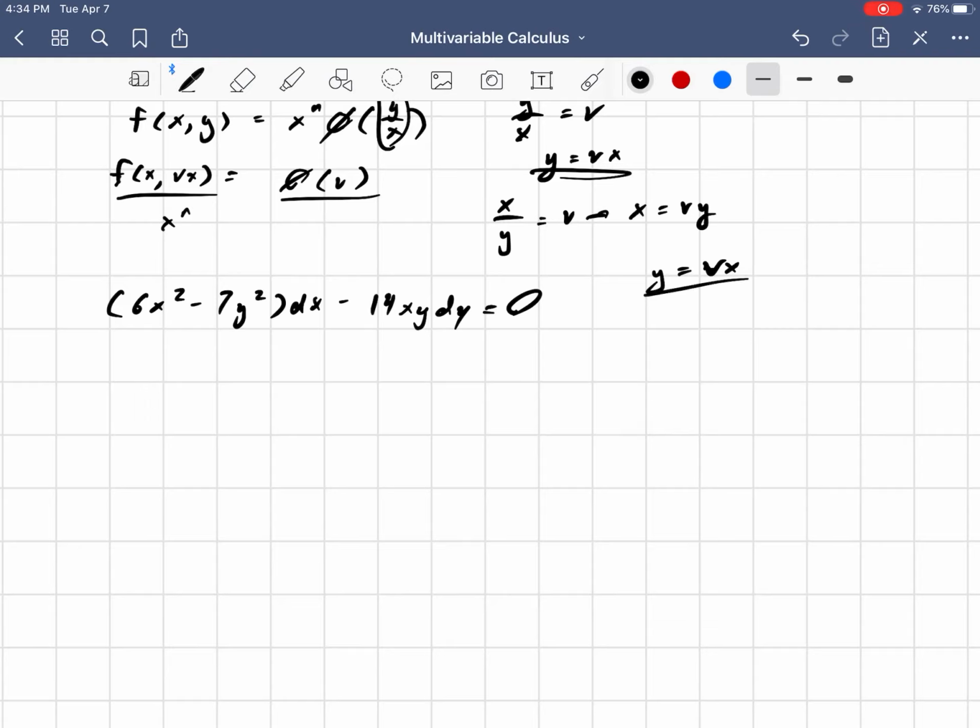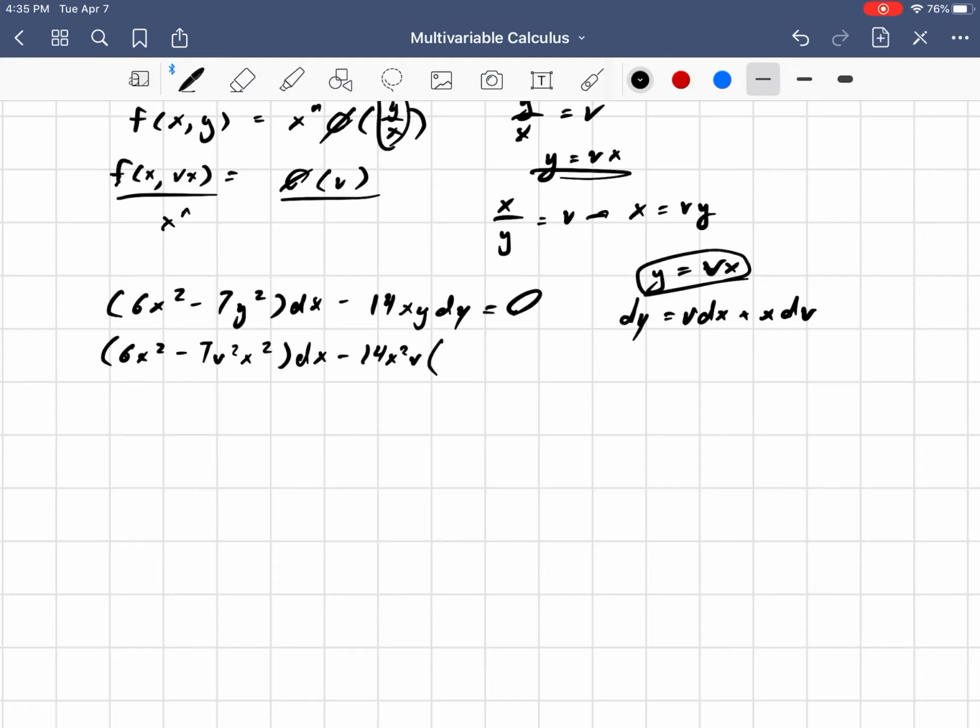And you got to remember the product rule here, because you have to write your differentials of y and your differentials of x in terms of only v and x. You can only have one independent and one dependent variable. So dy is v dx plus x dv. Just remember that. So 6x squared minus 7v squared x squared dx minus 14x squared v, because it's x times a vx.